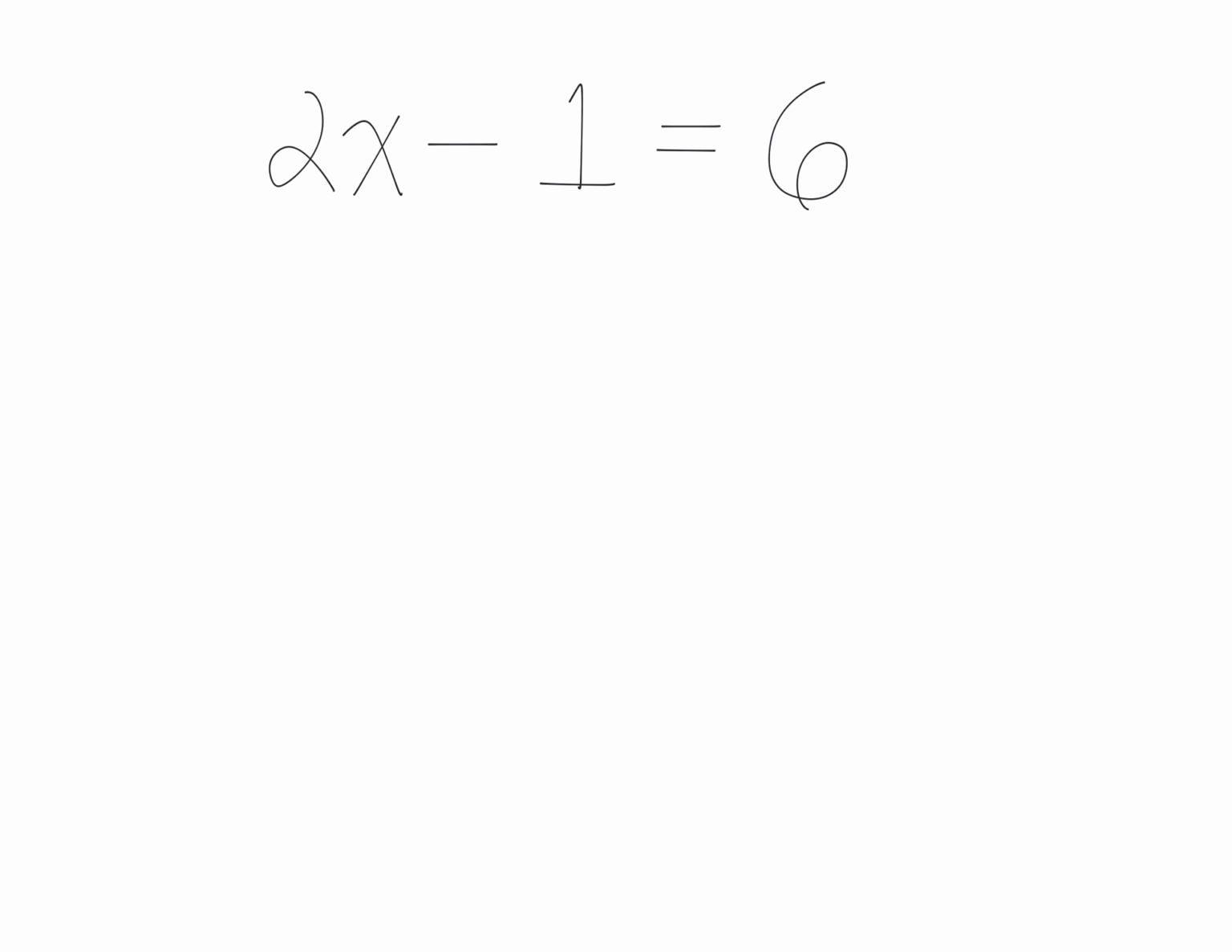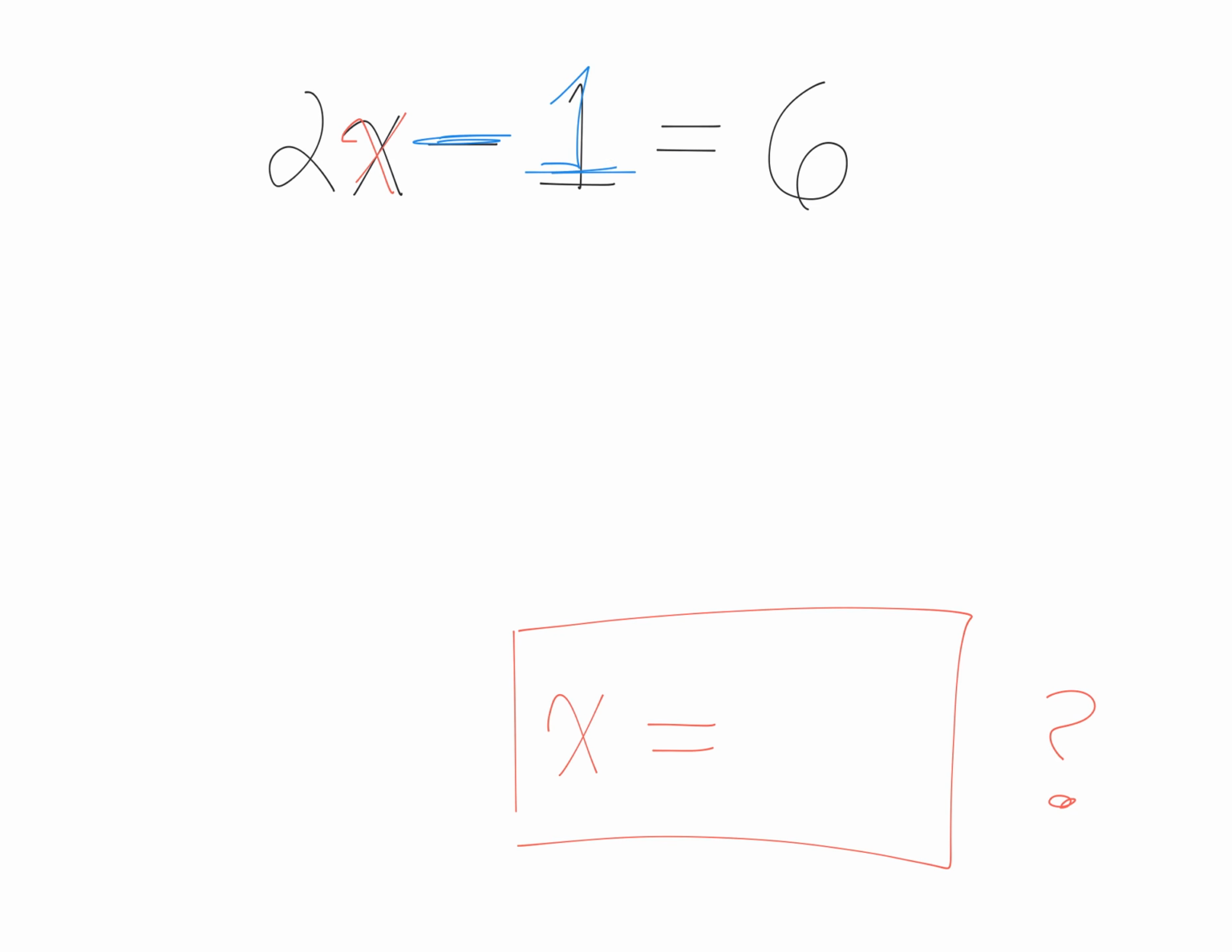So if I have 2x take away 1 equals 6, I'm trying to get x by itself, right? We want to know what x is equal to. So what's the first thing I want to get rid of from the left side? We always want to get rid of anything around the variable first. Addition and subtraction first. I have take away 1, right?